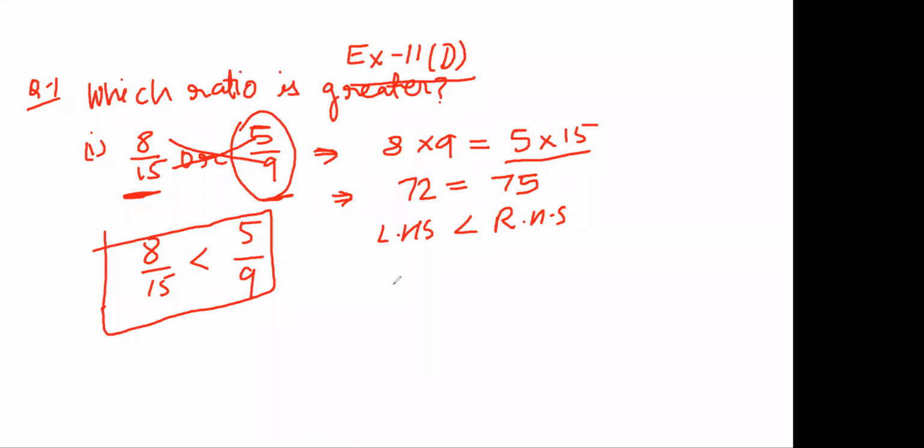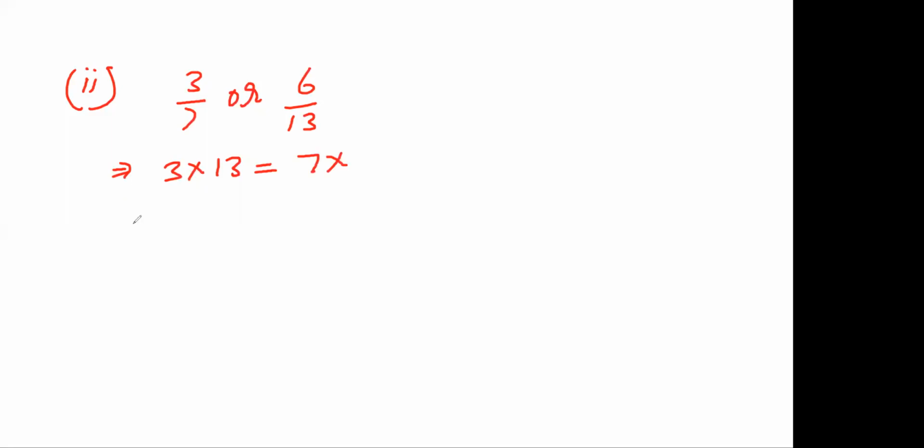Next question. It has actually the second part also. Second part of this question, 3 upon 7 or 6 upon 13. So beta, do cross multiplication. 3 into 13 is 39, and 7 into 6 is 42. So which is greater?